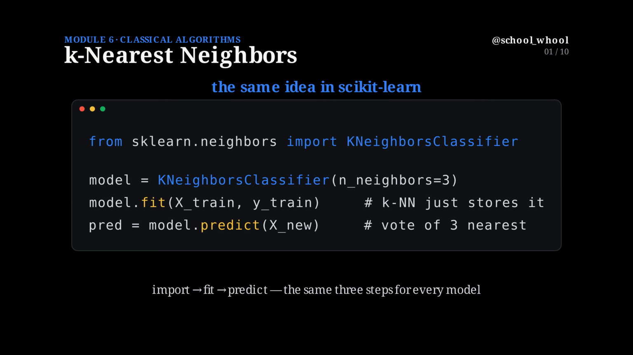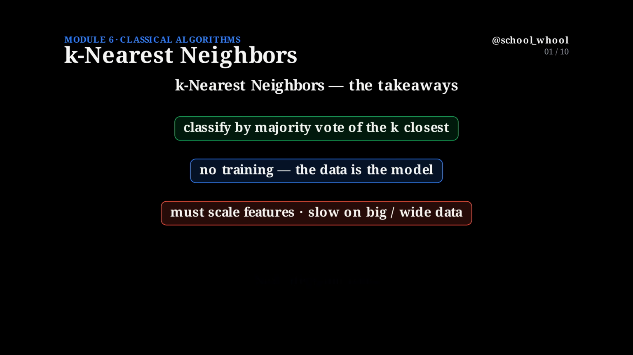So that's K-nearest neighbors. It's simple, it needs no training, and it works surprisingly well. But it can be slow on big datasets, it demands scaled features, and it struggles when you have very many of them. A wonderful first tool, and a perfect baseline for our other algorithms to beat. Next up, decision trees.